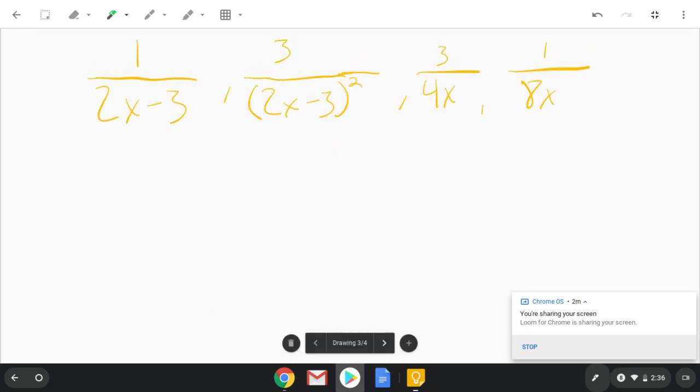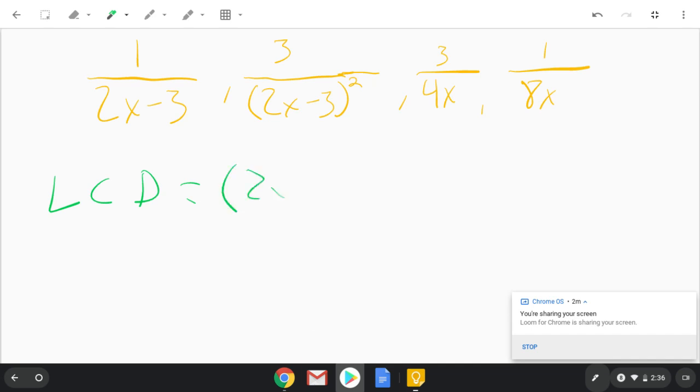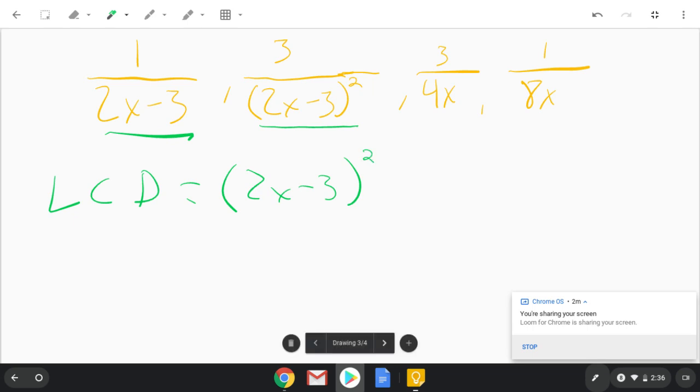This time I have 4 terms. Let's list the LCD. First off, they are all factored. They're all in factored form. So the LCD is going to be 2x minus 3. That covers that one. And this one, for it to divide evenly into our LCD, we're going to have to put it to the second power. So this expression right here also covers this one. And then we're going to have 8x.